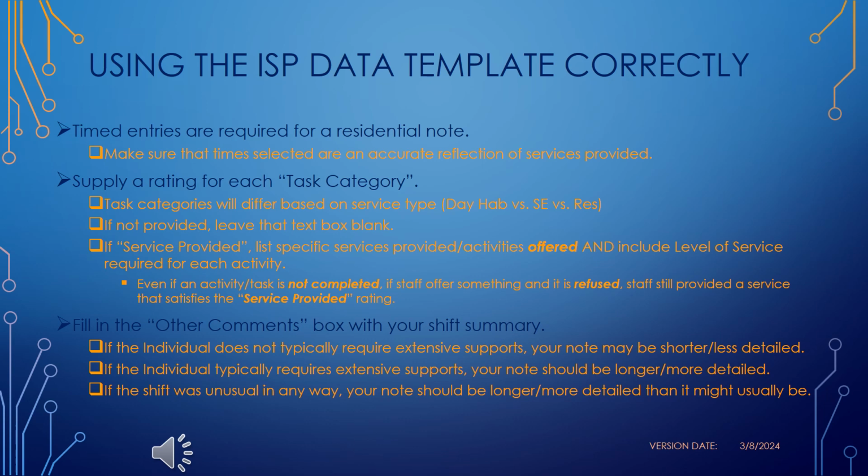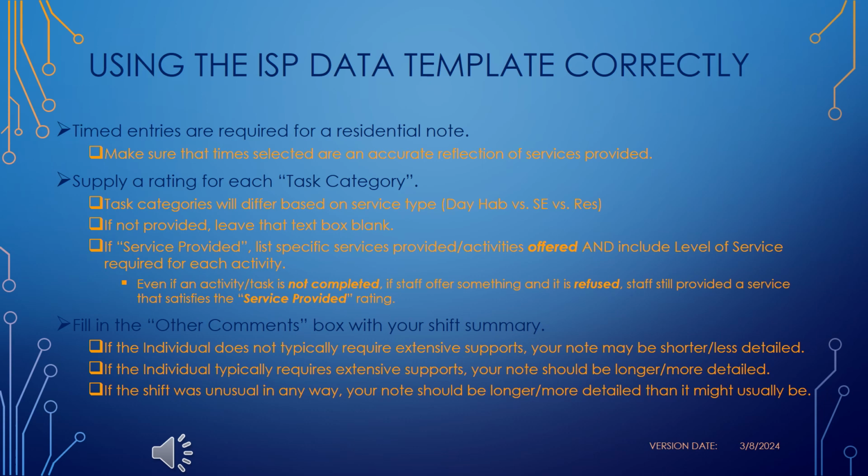When we get to further slides, we'll talk more about the guidelines to provide more specific information and examples of what we're looking for in terms of ISP data. But generally speaking, when filling out that other comments box with your shift summary, you want to think about how much information you're including there based on the individual. If the individual does not typically require extensive supports, it makes sense that your note for that person is shorter or less detailed than other notes you write.